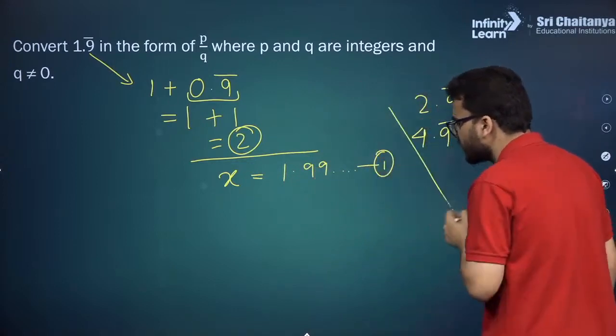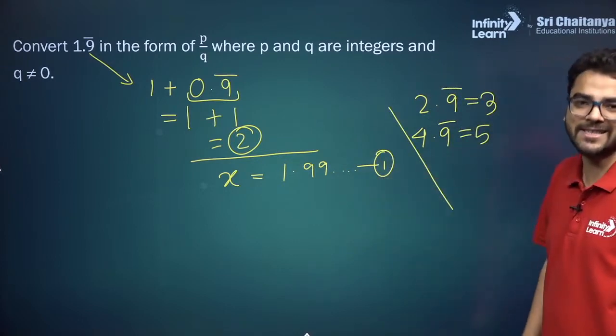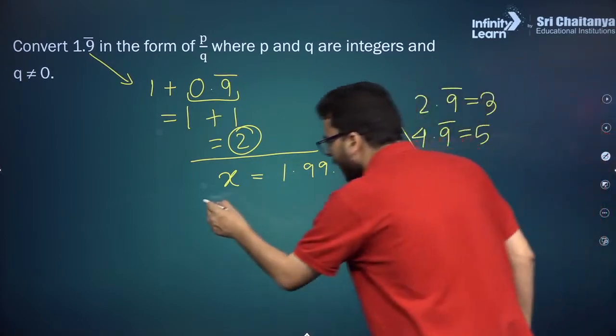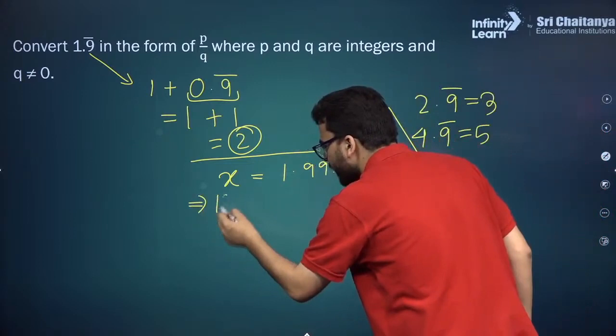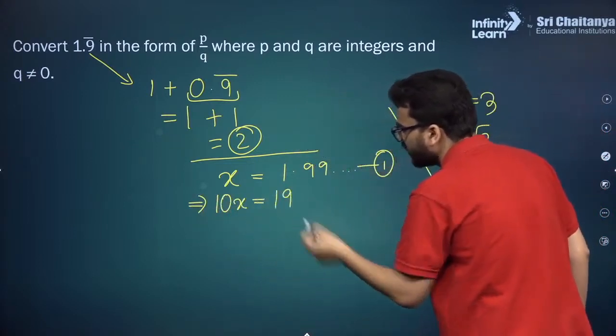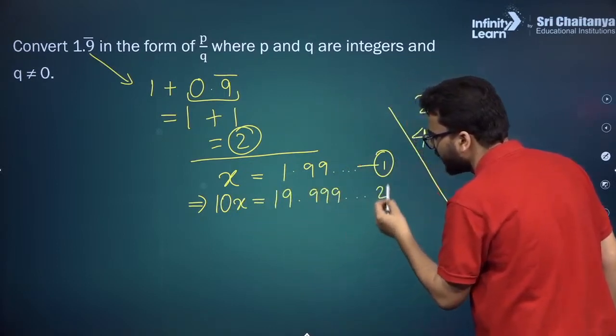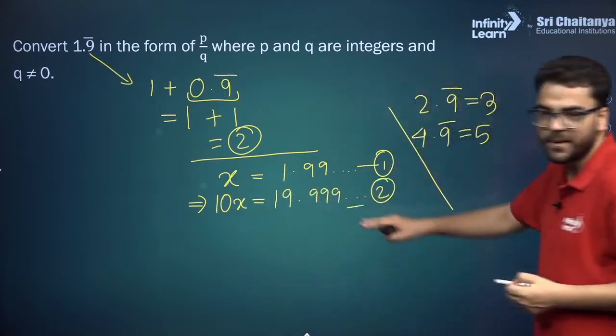Suppose this is the first equation, right? Now what will I do? I want to make the decimal part the same. You got it? So I will multiply on both the sides by 10. So it will be 10x over here. So what will I get? I'll get 19.9999, right? Because 9999 is going up till infinity over here. I hope it is clear.